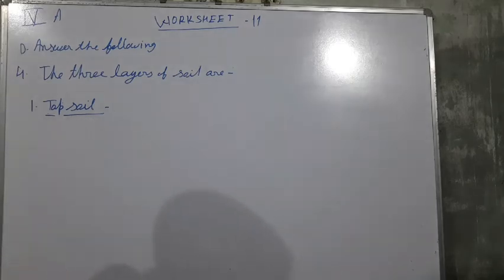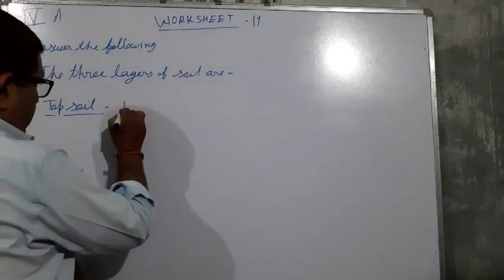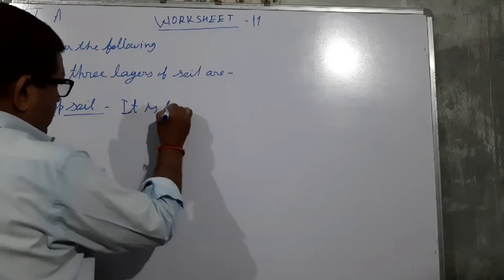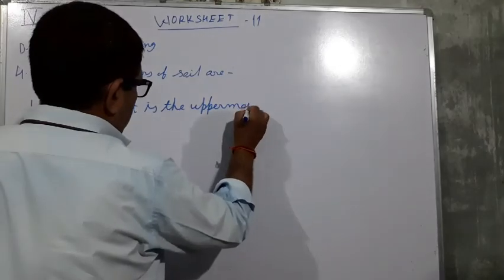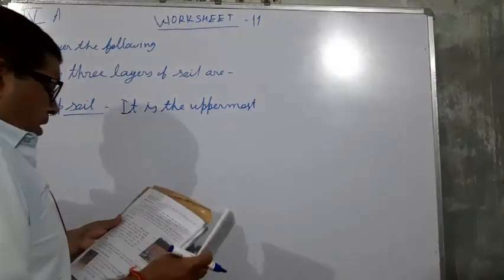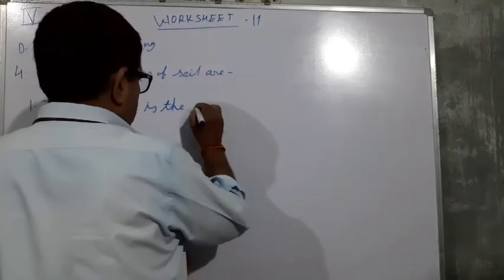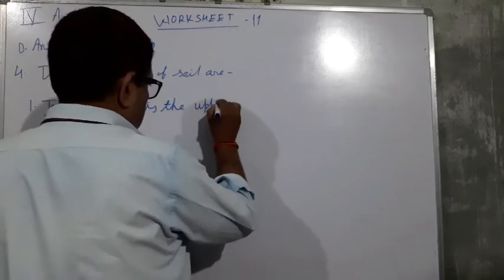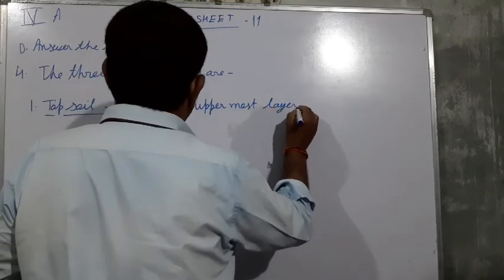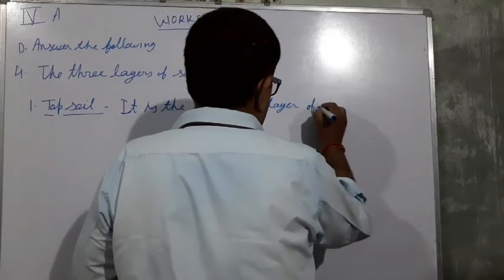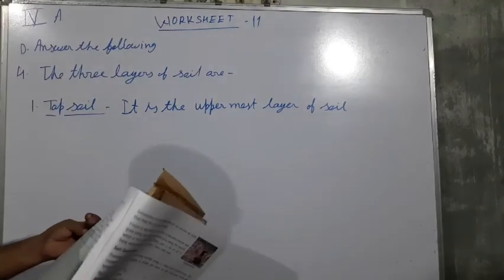So in topsoil, you have to write it is the uppermost layer of soil. It is the uppermost layer of the soil.